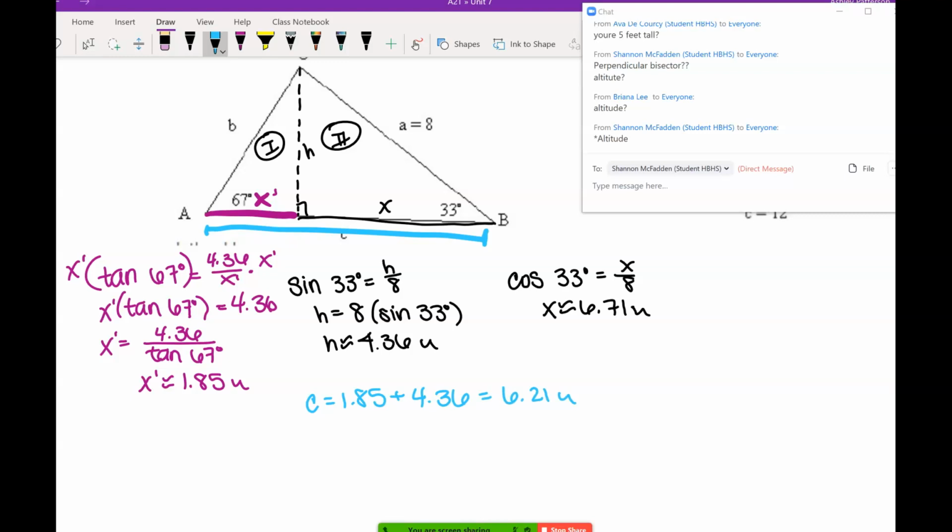We had to find them in sections, but once we add them together, we get the whole base. Everybody okay with that? Zoomers, we good? Okay, thank you.